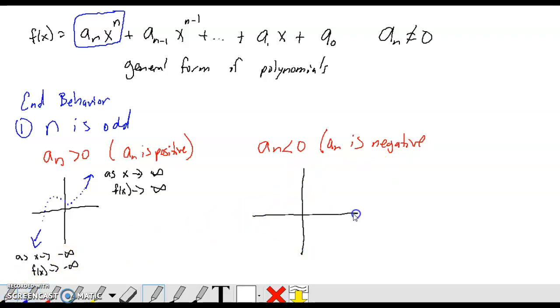So I'm just going to draw an x-axis and a y-axis. So my end behavior is going to kind of look like this. So it's going in opposite directions. And then something is happening in between to get from one end to the other.